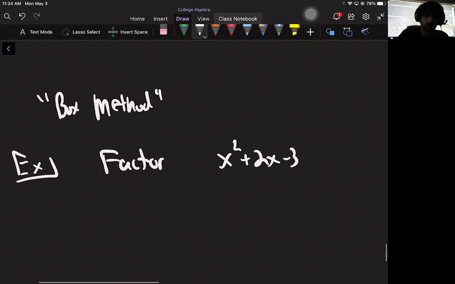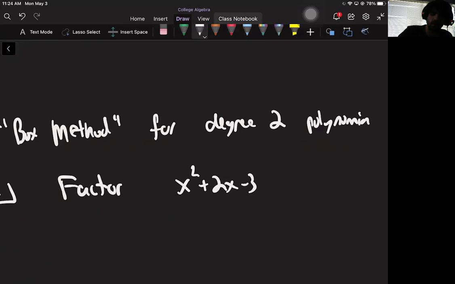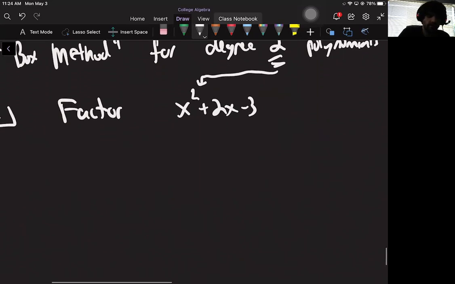So the box method is for things like this. It's only for degree 2 polynomials, meaning nothing higher than a power of 2. That's the highest power you see, x squared. And here's how it works. We take advantage of one thing.